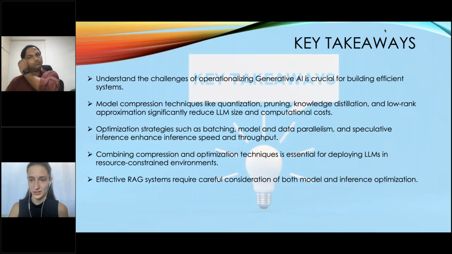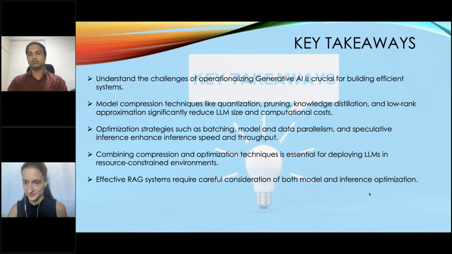Oh, we actually have two questions. Okay. What methods or techniques would you recommend for compressing time series data like stock market data?